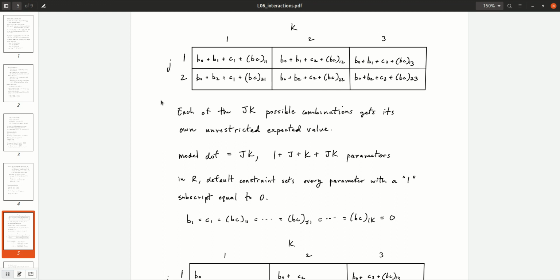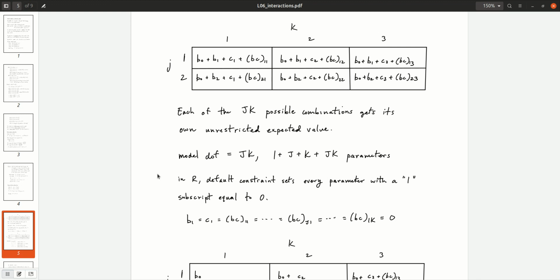Now, if you count up all the parameters, it gets a little wild. You have b0, so that's 1. You have the b sub j's, there are J of those. You have the c sub k's, there are capital K of those. And then you have the bc sub jk's, and there are J times K of those. So this is way over-parameterized, by 1 plus capital J plus capital K things. Now, you have to make a decision when you fit the model of what constraint you're going to impose so that you can do the calculations.